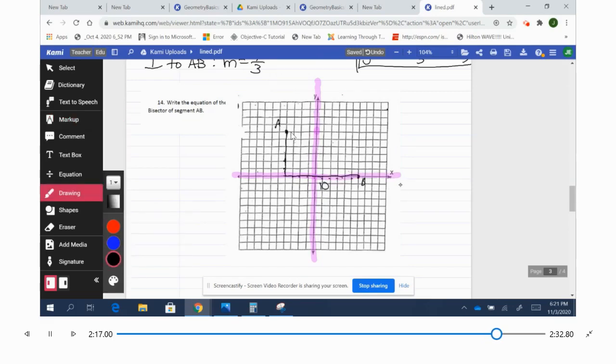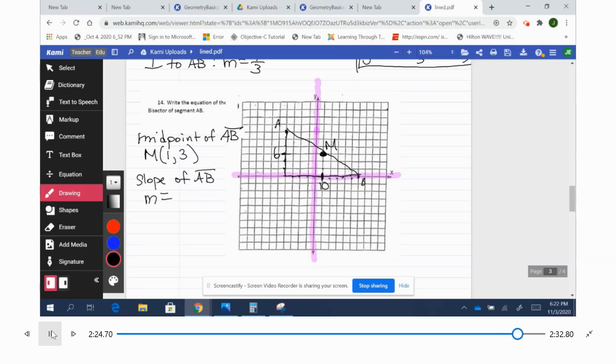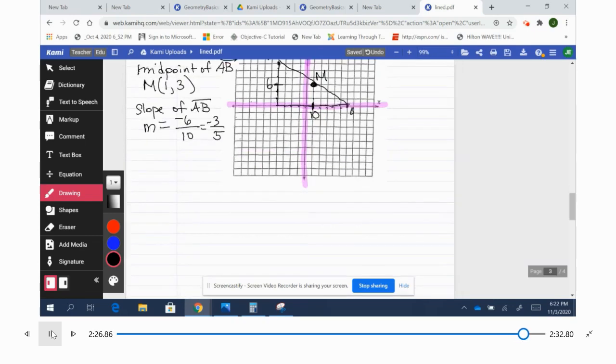All right, same process here. Find the midpoint of AB. There's a formula for midpoint. What you're seeing me do right now is cutting the change in x in half, and I'm going to cut the change in y in half and see where those meet. Okay, so the midpoint is over there at 1, 3. The formula would have gotten that done too.